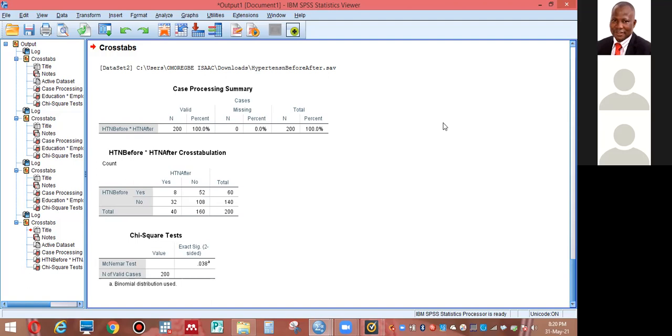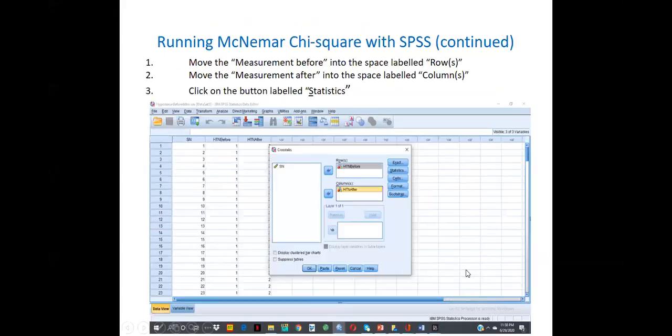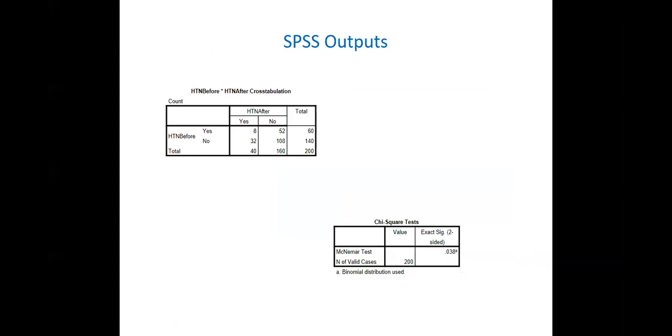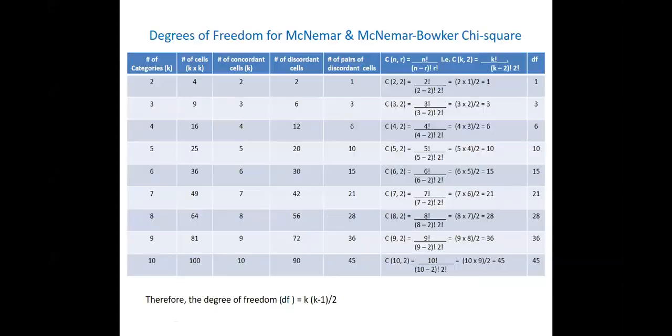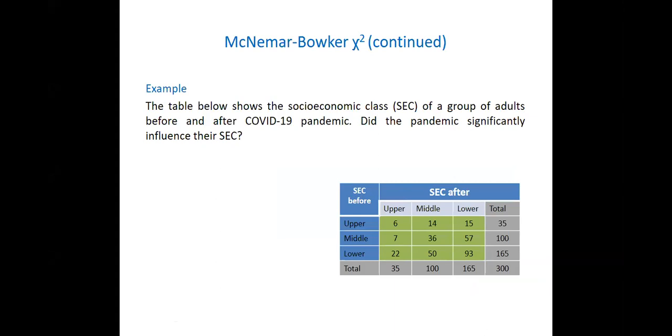Now, let me continue. We go to the last one, which is McNemar-Bowker. This is the result we just did now. McNemar-Bowker is an extension of McNemar. It is the same thing: observation before and after on the same group.